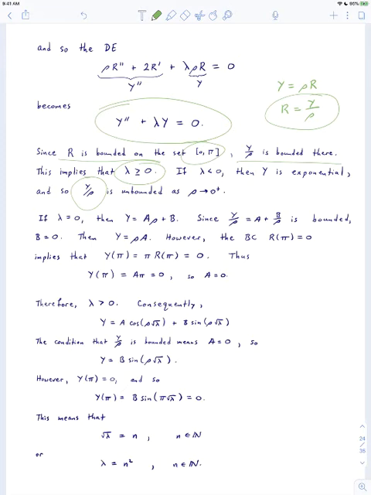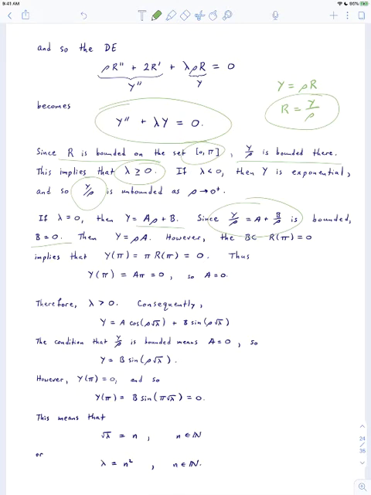So that means you end up with an unbounded solution if lambda is less than 0. If lambda is less than 0, then y is exponential, and so y over rho is unbounded. On the other hand, if lambda is equal to 0, then that means y is linear, so we can write it as a rho plus b, and that means that y over rho is a plus b over rho. But again, this needs to be bounded, so the only way that can happen is if b is equal to 0. So that means that y is equal to rho times a.